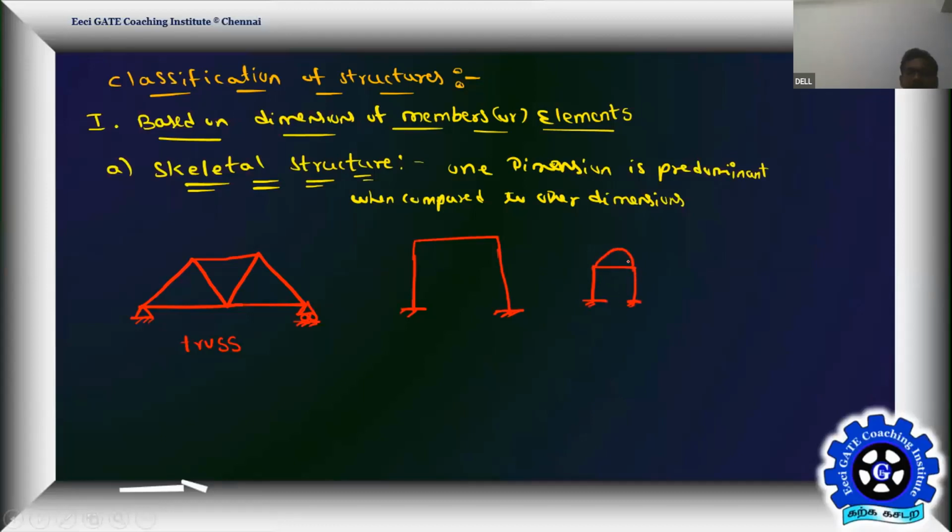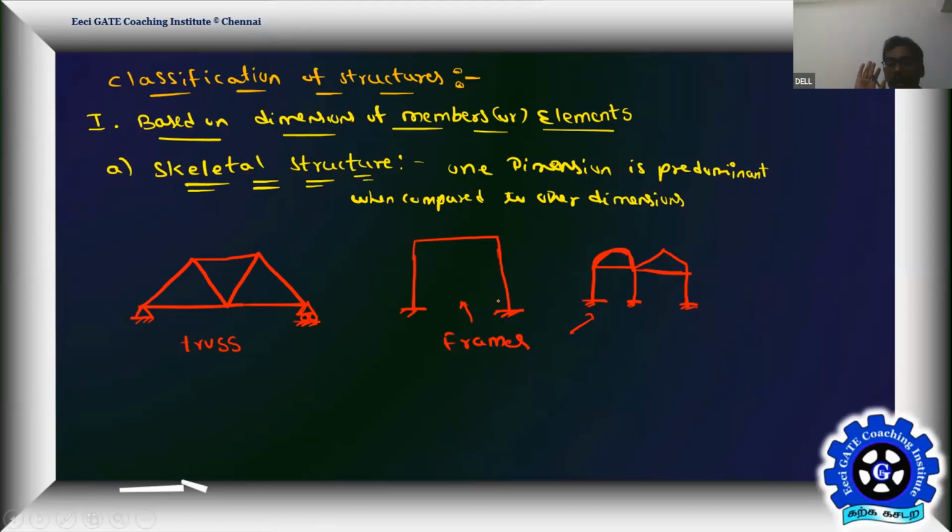It can be this kind or any kind of shape, whatever it is, it doesn't matter. It can be curved, parabolic, or even triangular. But what we can see is that length is very, very large when compared to other dimensions. If one dimension is predominant when compared to other dimensions, we call that a skeletal structure. Examples: trusses, frames. These are all frames, basically. This one and this one are examples of skeletal structures.